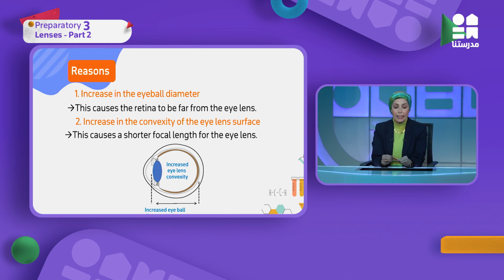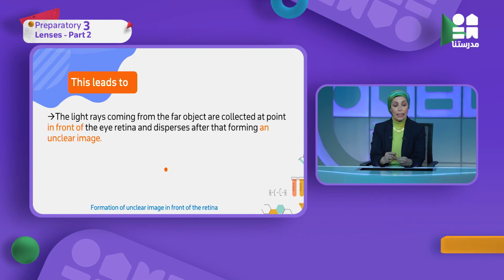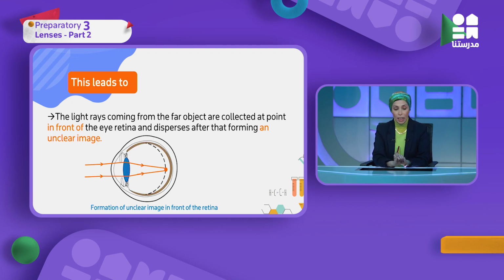So when the image is formed, let's see how. This leads to the light rays, so let's see together in the drawing how the light rays are formed. These light rays start as far light rays, as if I am seeing a far object, like the sign of the bus, coming from far away. So these are the light rays coming from the far object. They start to fall on my eye. Let's go step by step together. So this is the eye.